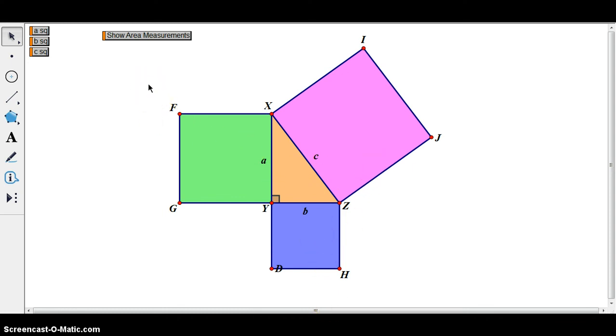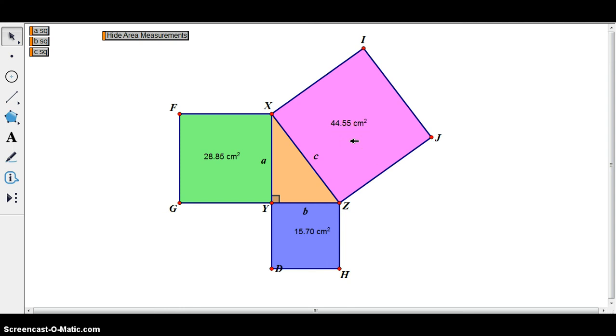Now let's look at what the measure of the area of each one of these squares would be. The area of square A is 28.85 centimeters squared. The area of square B is 15.7 meters squared. And the area of square C is 44.55 centimeters squared.